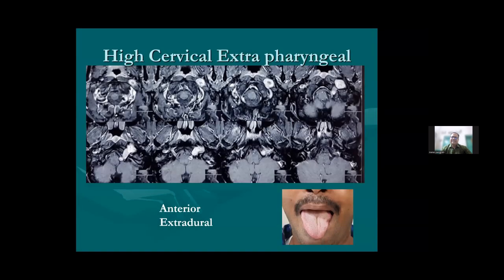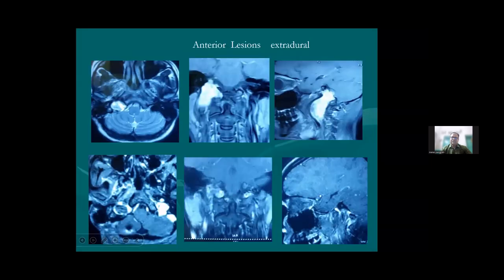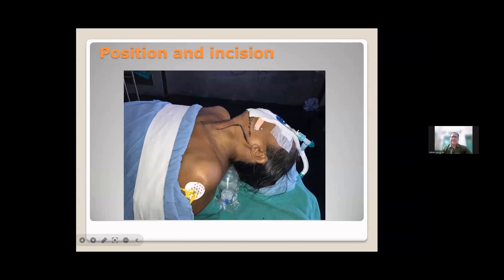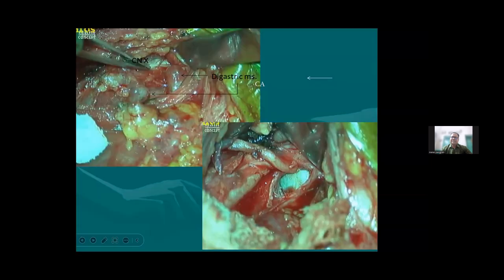Whereas for tumors like this, which are anterolateral, purely extradural, presenting with hypoglossal palsy, one should do a high cervical extrapharyngeal approach by an L-shaped incision. Exposure is similar to the anterior cervical discectomy. The hyoid ligament and the hyoid muscle are divided from the hyoid bone, so that the pharynx can be retracted medially to expose the tumor.